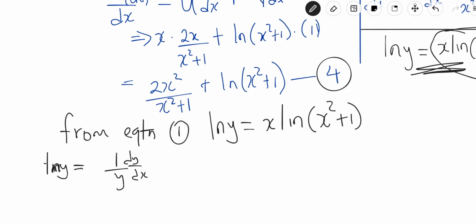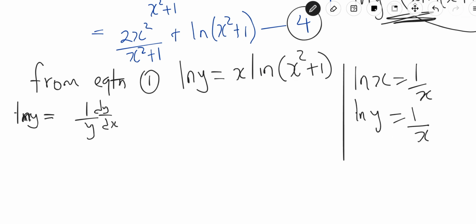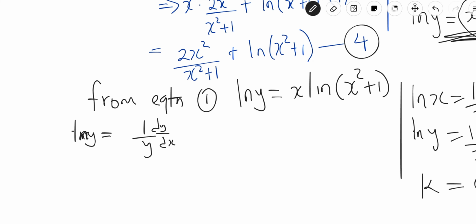dy/dx. Recall, if you differentiate ln x, it is equal to 1 over x. Differentiating ln y gives 1 over y. That's a standard, one of the standards of differentiation. Another standard: differentiating a constant k gives 0. So that was how I got that the derivative of ln y is 1 over y dy/dx. Now let's equate the both of them. We can call this equation 5.